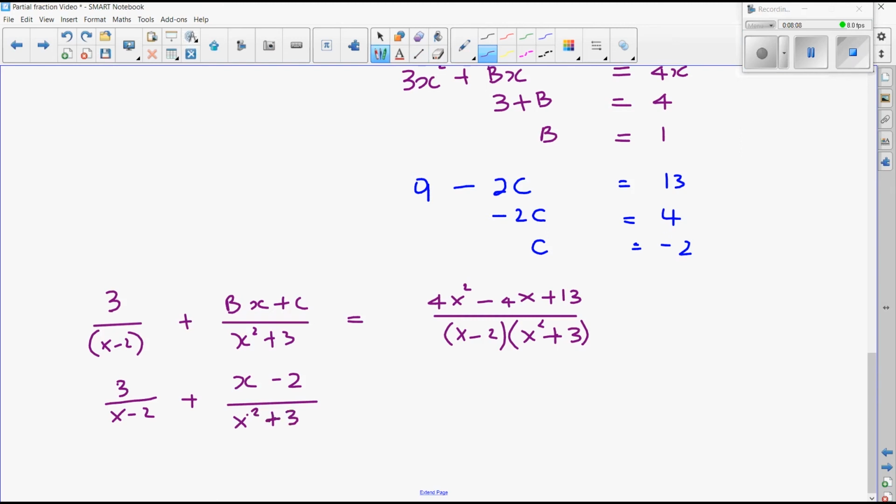So these are the partial fractions. And if I add those two partial fractions, I get the fraction 4x squared minus 4x plus 13 all over x minus 2 times x squared plus 3. So instead of doing complicated simultaneous equations with 3 unknowns, rather use the cover-up method to help you find one or more of the numerators. But remember, you may only use the cover-up method for a linear factor or a repeated linear factor.